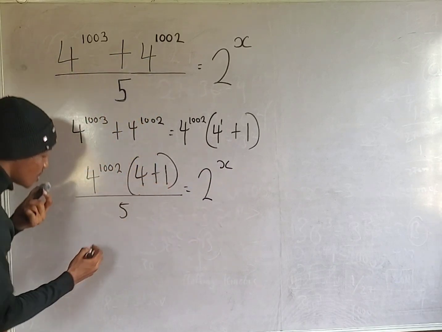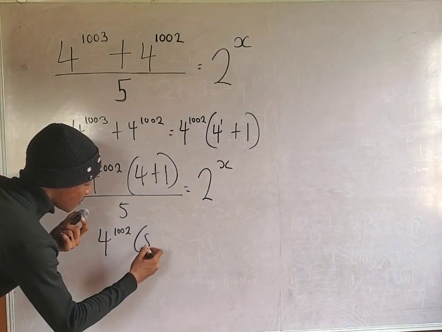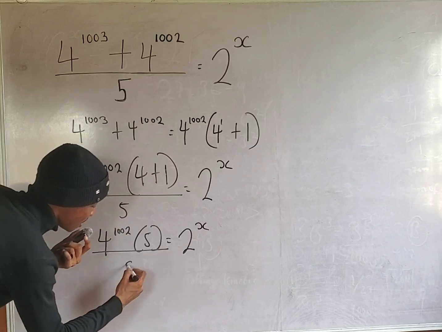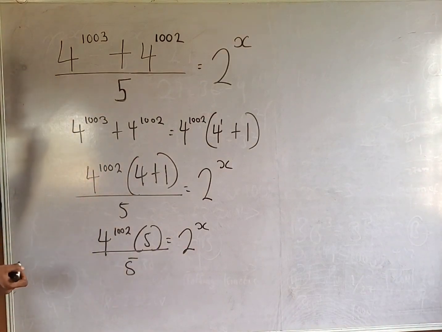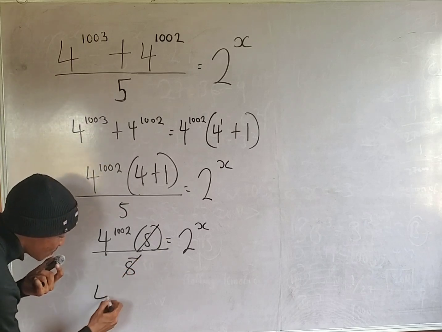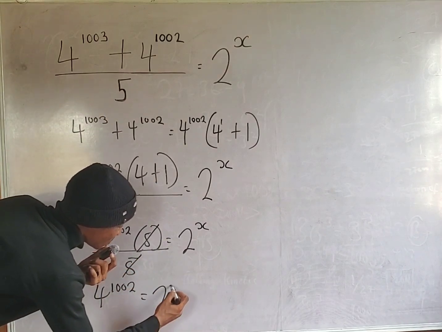This is equal to 2 raised to the power of x, okay? 4 plus 1 is 5, so I'm going to have 4 raised to the power of 1002 multiplied by 5 equals 2 raised to the power of x, and this will be divided by what? 5. Are you getting it? Okay, this will eliminate this, so I'm left with 4 raised to the power of 1002 equals 2 raised to the power of x.